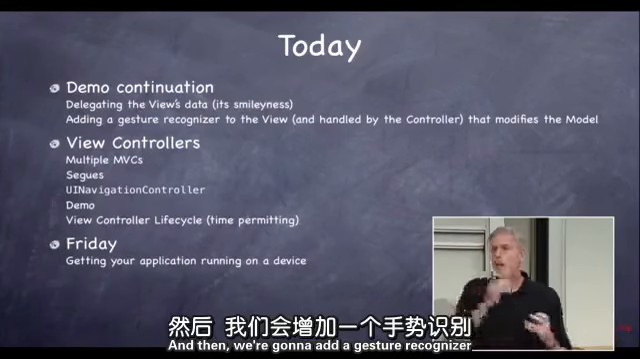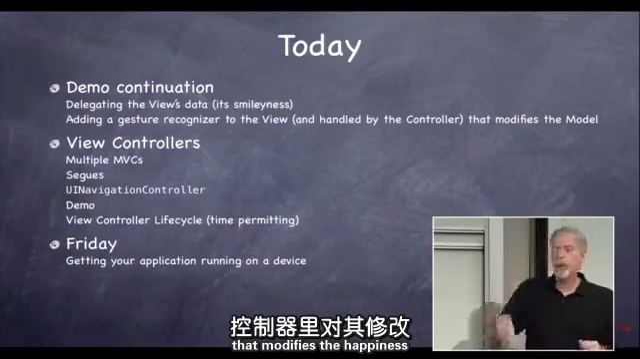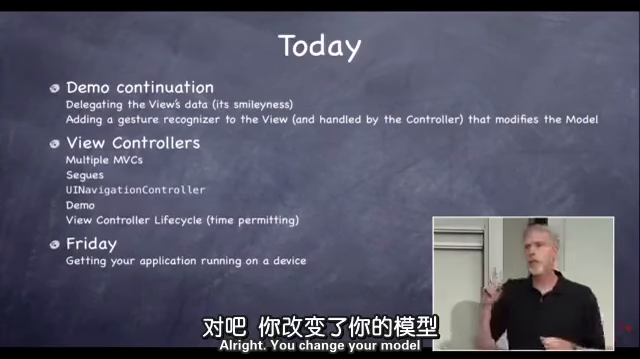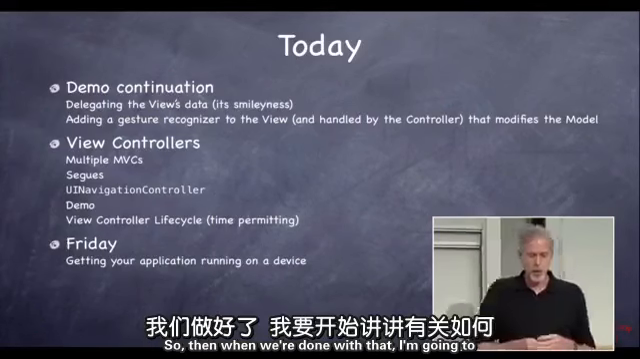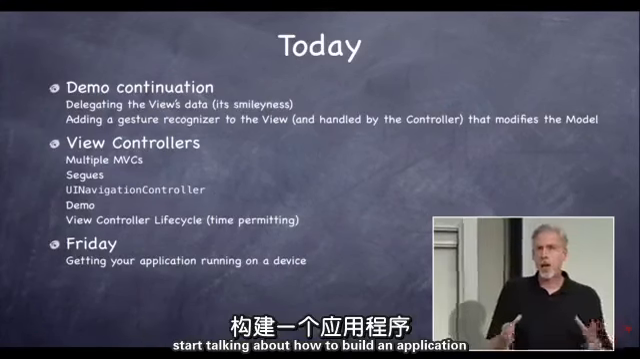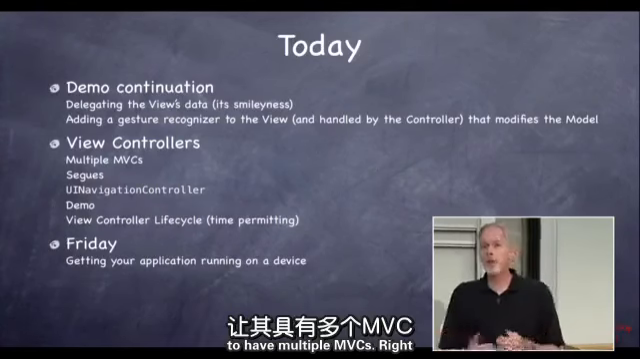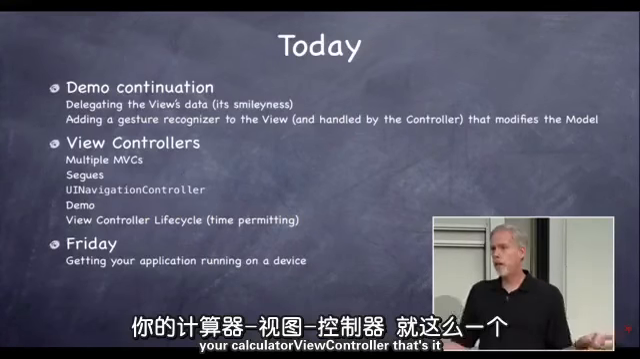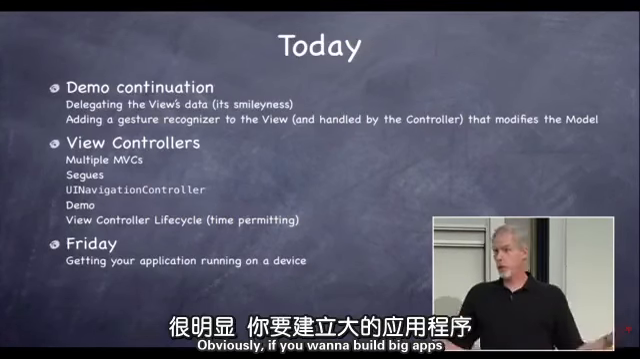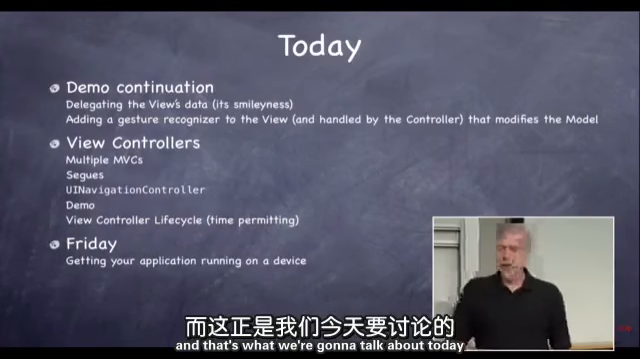And then we're going to add a gesture recognizer, but this time we're going to have to handle it in the controller that modifies the happiness, right? Lets you change your model. So then when we're done with that, I'm going to start talking about how to build an application, or how to modify your existing application, to have multiple MVCs, right? So far you've only had one MVC, your calculator view controller, that's it. Obviously, if you want to build big apps, you need lots of MVCs, and they all need to work together. And that's what we're going to talk about today.